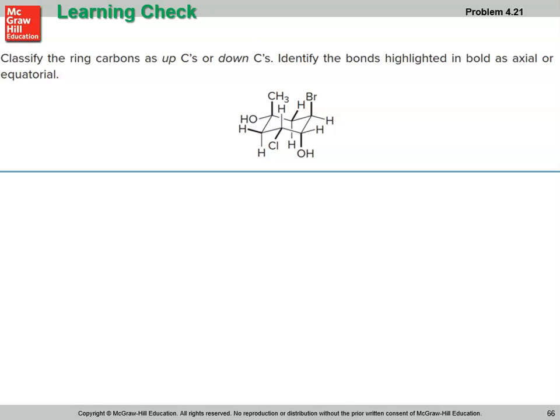And this is the other question I'd like to cover in class when we meet again. Classify the ring carbons as up carbons or down carbons. Identify the bonds highlighted in bold as axial or equatorial. So that's this one. You can kind of see those little darker bonds, perhaps a little harder to see, but try to practice that as well. And we will cover this in class when we meet again.